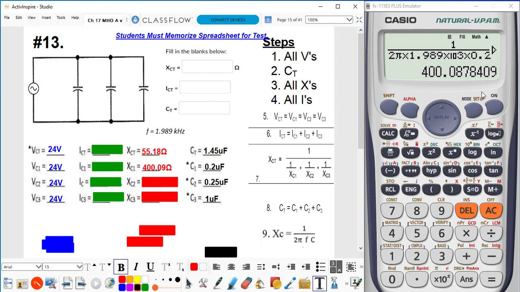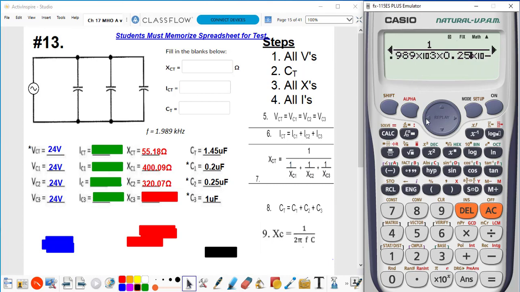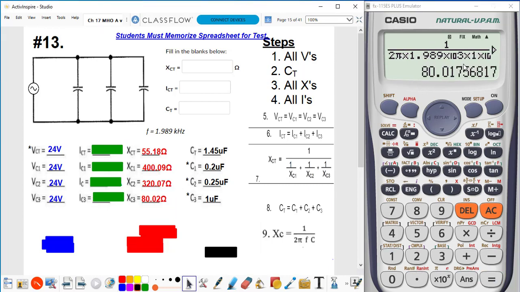Alright. Now we're going to change our C1 value to our C2 value. So we're going to have 0.25. It equals 320.07 ohms. And to find our XC3, now I'm going to change this value to 1 microfarad. Gives me 80.02 ohms.